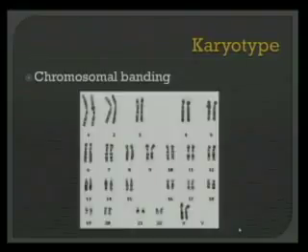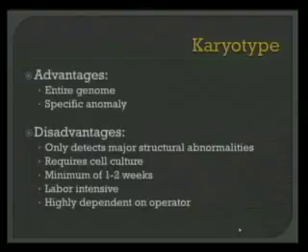As far as the karyotype, we can only really detect major structural abnormalities, and it really is hard for us to find smaller areas of deletions or duplications with a karyotype. Okay? But one of the other advantages is that you can do the entire genome and you can see some specific anomalies. But remember, like I said, it really only does major structural things. It requires a dividing cell. And this procedure itself, because you have to grow out the cell, it takes longer. It takes about 1 to 2 weeks for you to grow out the cells and then analyze them. And it's very labor intensive and dependent on the person that actually performs the procedure.